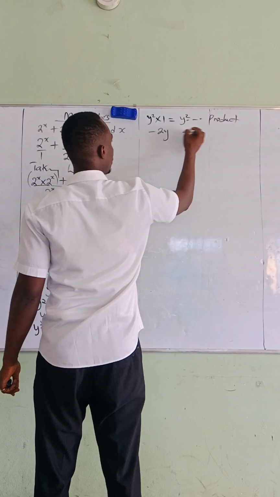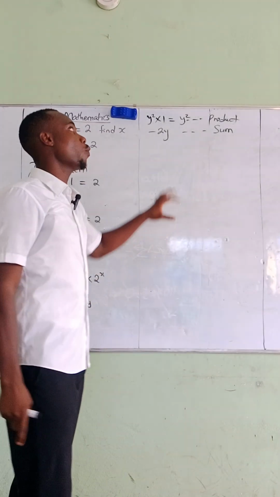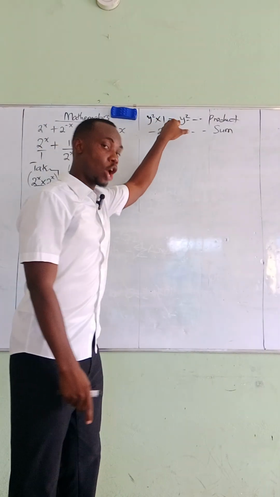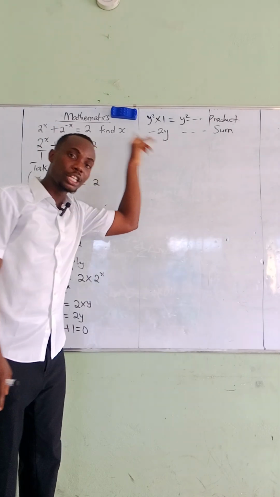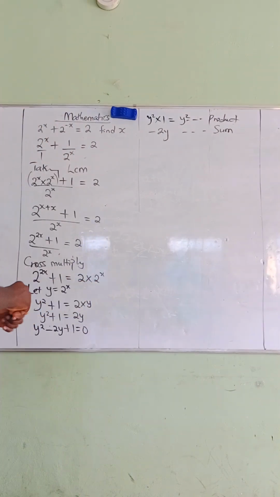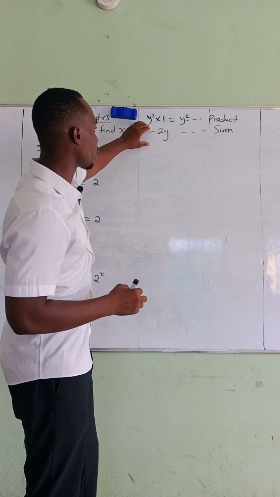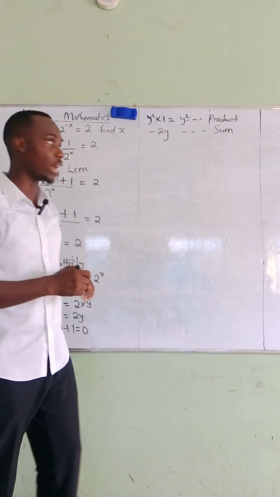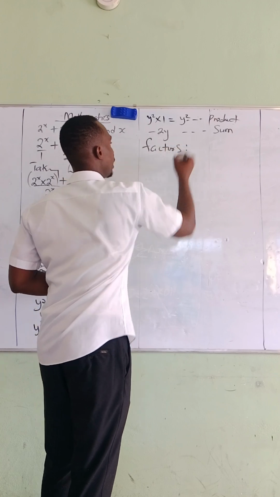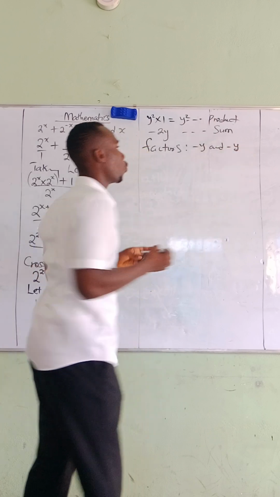Now we also have minus 2y, which gives us the sum. So we are going to look for two numbers which, when we multiply them, give us the product, and when we add them, give us the sum. The two numbers that we can possibly think of are y and y. But y times y gives you y squared, while y plus y does not give you minus 2y. It gives you 2y. So we are just going to add negative signs to it, and the factors now become minus y and minus y.